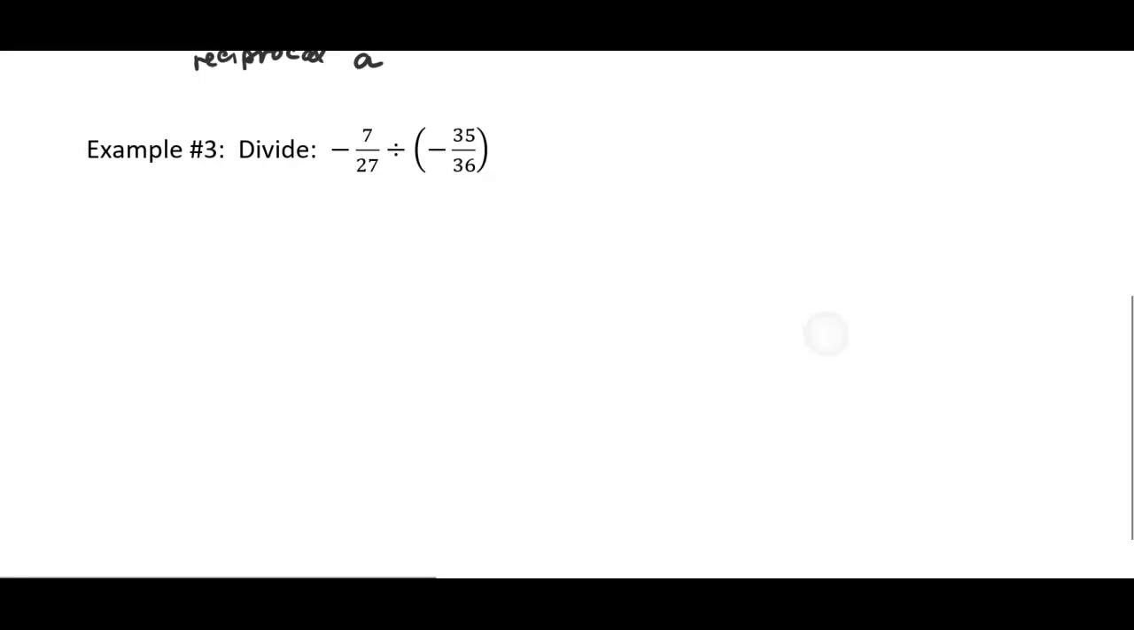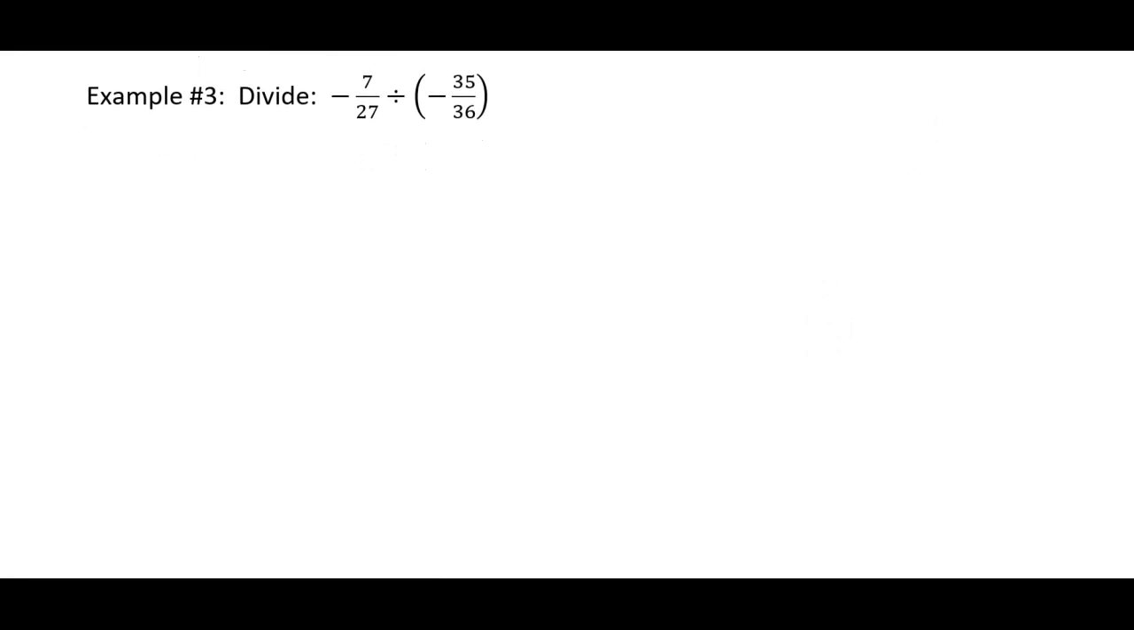So now we can do an example. We have a negative 7 over 27, and I'm going to change that division to multiplication, times, and now I'm going to use the reciprocal. It'll be a negative, I'll put it in parentheses, 36 over 35. Now you have to make sure you change it to multiplication before you do any canceling. Don't try to cancel when it's in the division stage because that'll be wrong. So you have to change it to multiplication, and then you can use the multiplication rules.